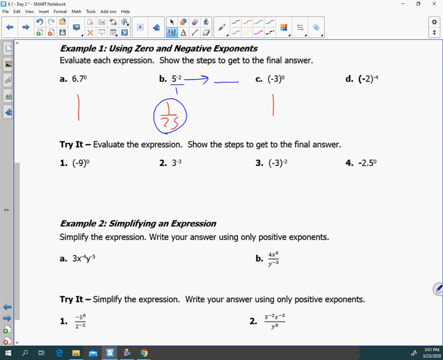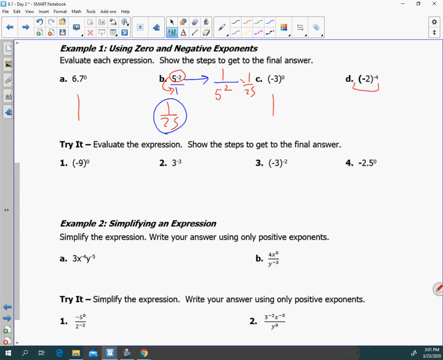Really, I have 5 to the negative 2 over 1, if you want to think about it. All I'm going to do is take that to the negative 2 and dump it on the bottom, and it becomes a positive. It's 5 to the positive 2 now. And on the top, we still have a 1. Well, what's 5 squared? 25. Okay? That's how we get that one.